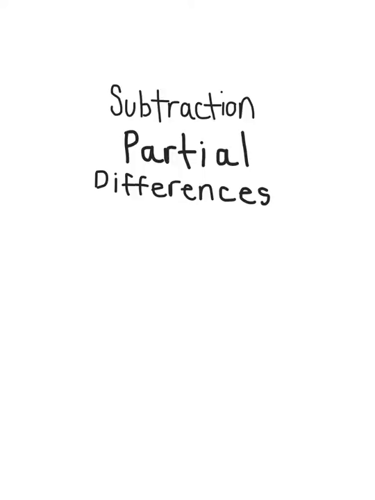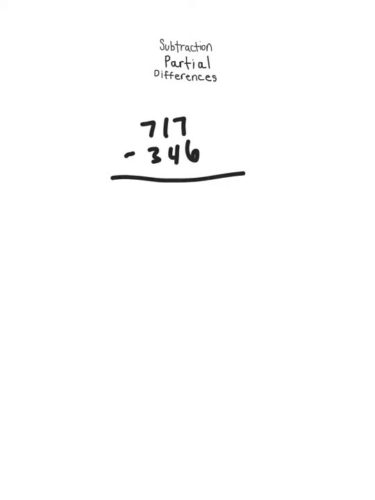Today, we are going to talk about subtraction using partial differences. So our example problem is going to be 717 minus 346. We're going to take the hundreds value first and subtract it, which is going to be 700 minus 300. While doing this, remember that you can work right to left or left to right.